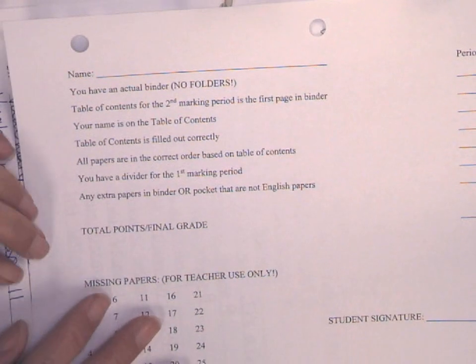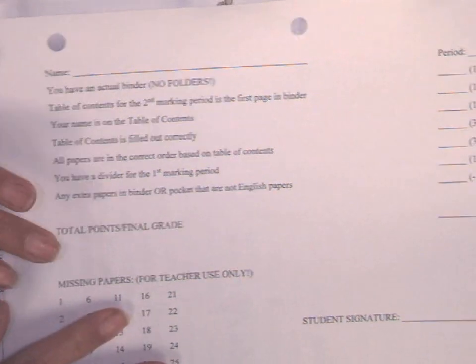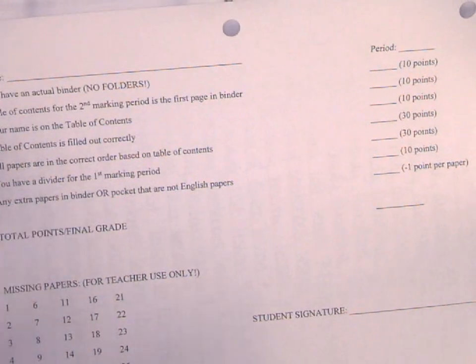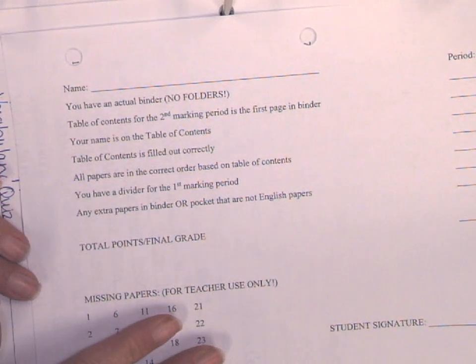So if you're missing all of those Beowulf study questions, like all the answers to the study questions, then I'm going to be circling 1, 2, 3, 4, 5, 6, and that's going to come off your points over here. So make sure that you have as many papers as possible so that you can get the highest grade possible, because again, it is a test grade.